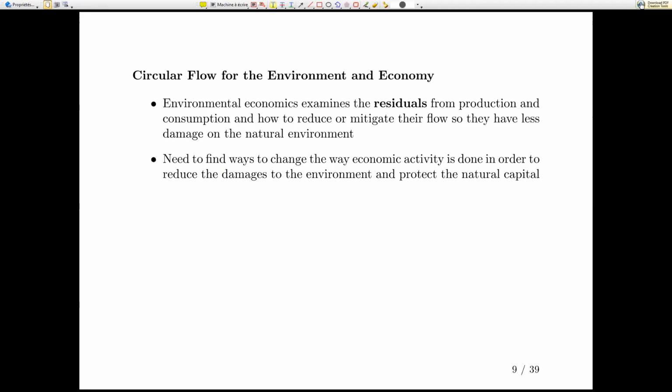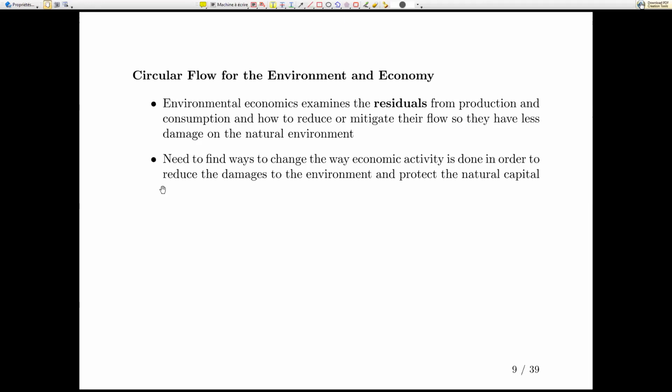Yeah, so what we mostly care about in this class is residuals. So natural resources, yes, but mostly residuals. So pollution and CO2, of course. And how to reduce or mitigate their flow so they make less damage on the environment. And we need to find ways to change the way that economic activity is done in order to reduce the damages to the environment and protect natural capital. So no big complicated aspect to that.